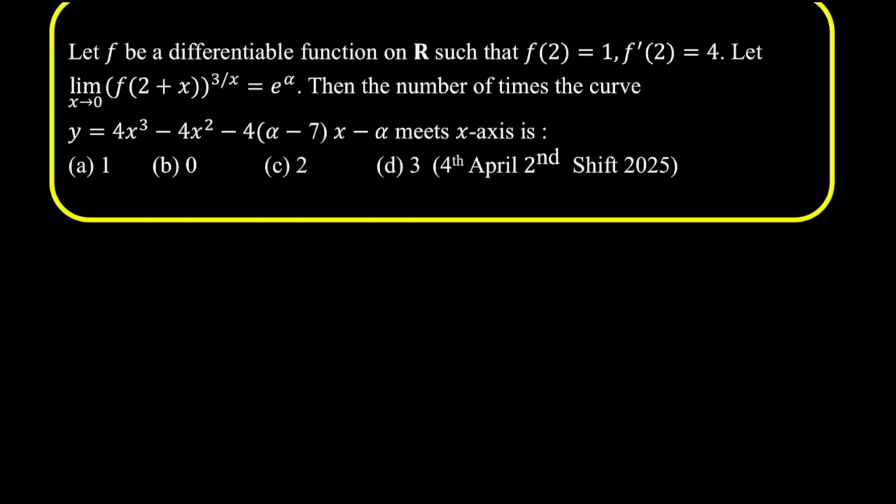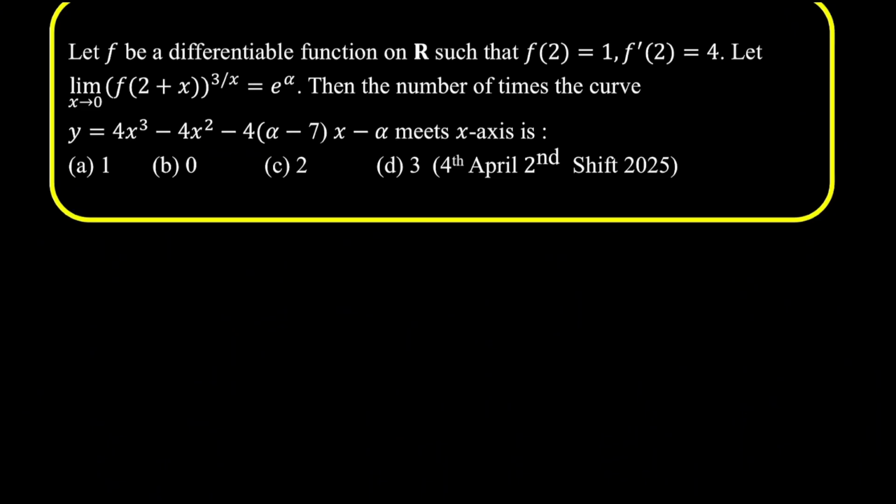So in this case, what we'll do, everyone, here f(2) is given, f dash 2 is also given, and then the number of times the graph y meets the x-axis. It means just by seeing the sum, you have to decide exactly what I'll do. So here, first of all, we have to get the value of alpha from the limit. Now solve the cubic equation and find the number of roots. That is the main target, main strategy for our sum.